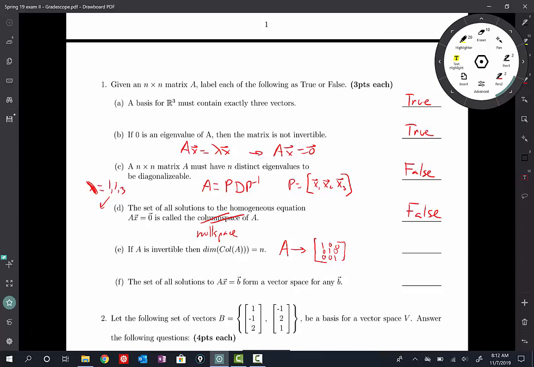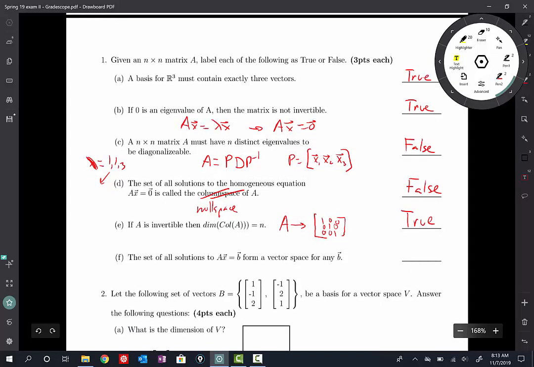Well, since the dimension of the column space is the number of vectors in its basis, and we would get the linearly independent columns to be the basis of the column space, then we can identify those columns that are linearly independent with pivots. So the fact that there's a pivot in every column tells me those columns are all linearly independent, and so I would use all of the columns as a basis, thus the dimension would be n. So this one would be true. If A is invertible, the dimension of the column space is n.